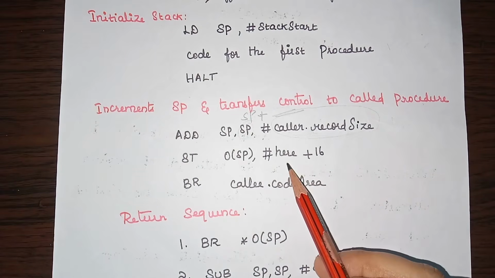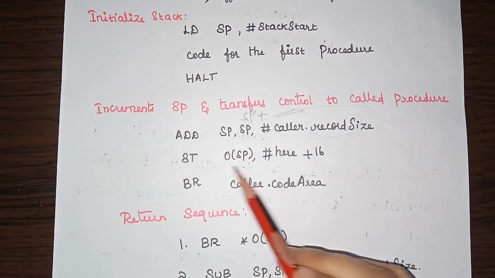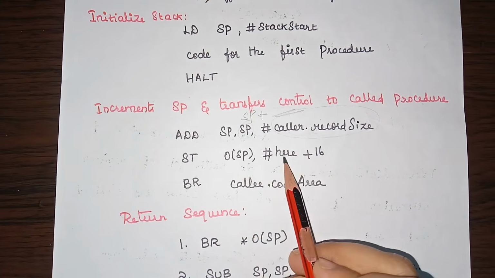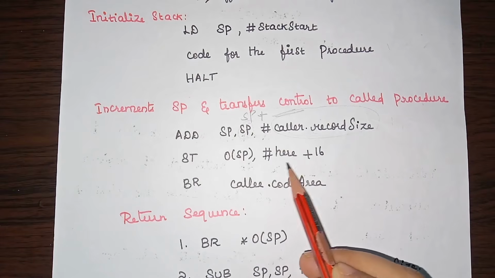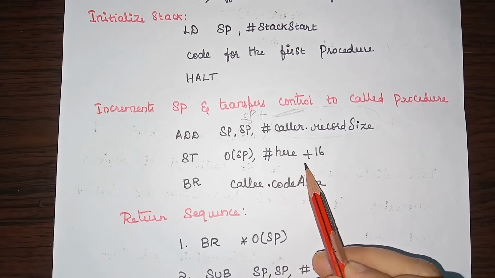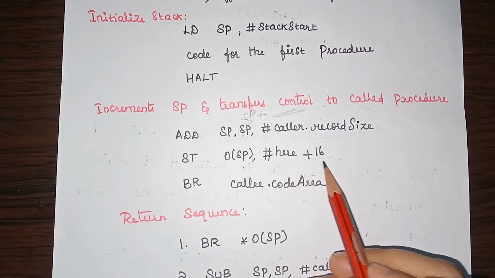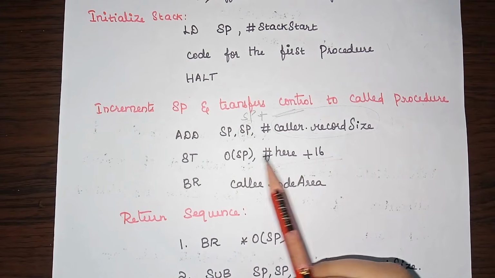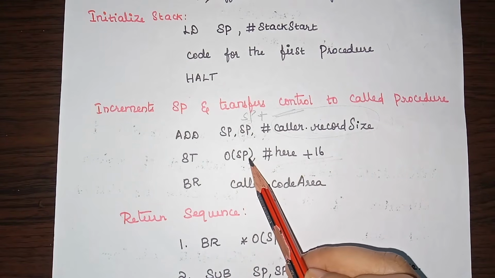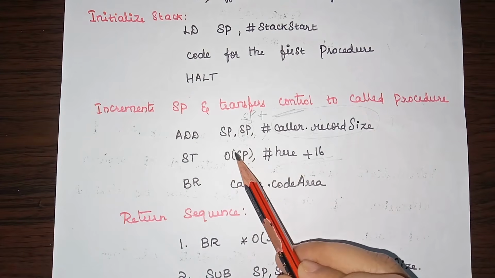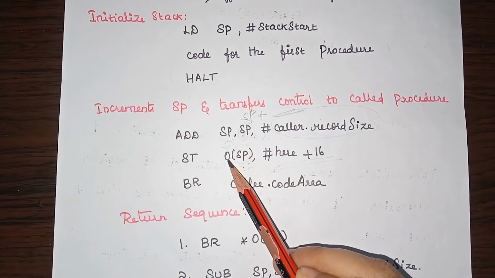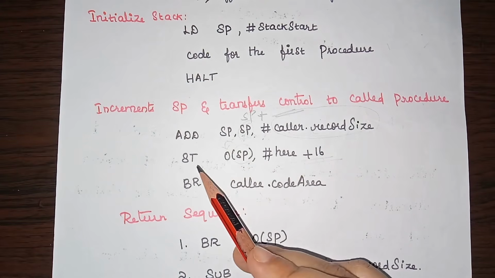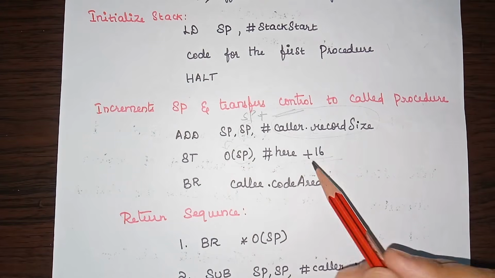So for that we have save return address, and this is the instruction that we are using here for saving the return address. For saving the return address, here we are using this hash plus 16, which is the address that is to be returned, that is the return address. And here we have the stack pointer, so we are adding the value of the stack pointer along with the contents, that is along with the memory location 0. And finally here we are saving the return address.